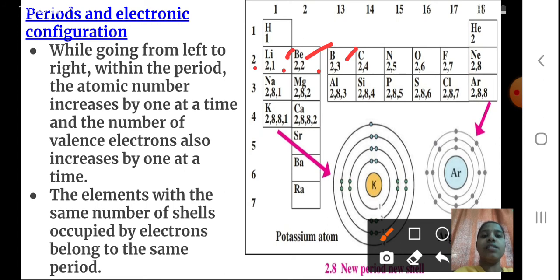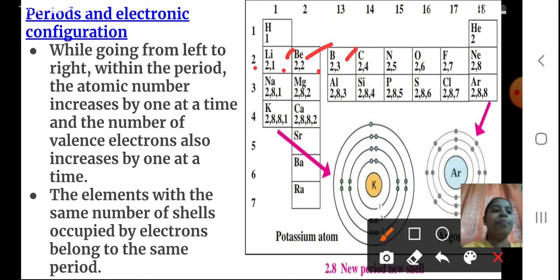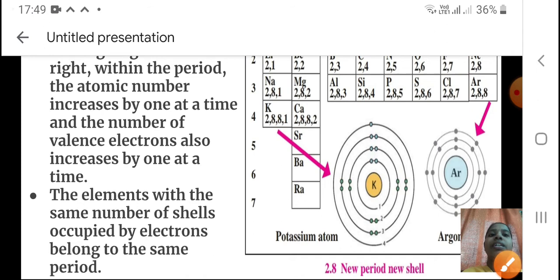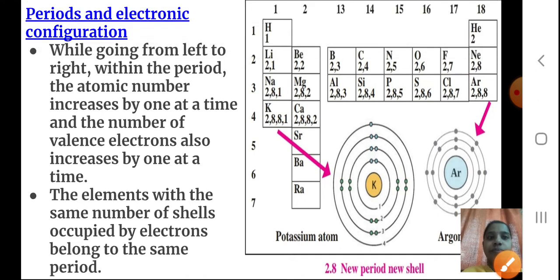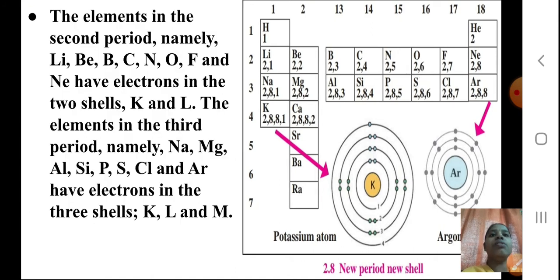Okay, students, like this. The elements with the same number of shells occupied by electrons belong to the same period. Okay, I hope till here it is clear. See, regarding the shell numbers, lithium has 2 shells, beryllium has 2 shells, boron has 2 shells, like that. Okay, now see the next part.